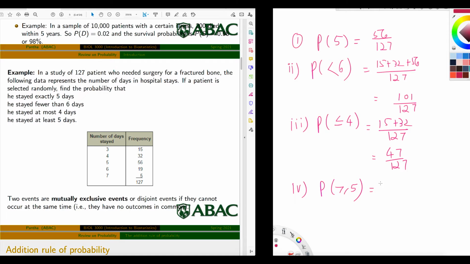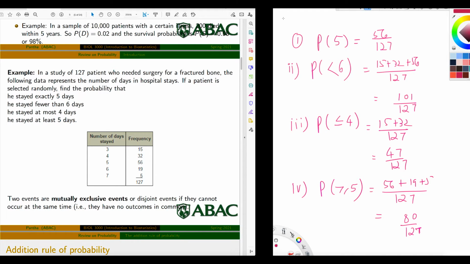So that will be how much? 5 is 56 plus 19 plus 5, right? At least 5 means 5 or more. For 5 days there are 56 people, for 6 days there are 19 people, and for 7 days there are 5 people. Divide by 127. So that will be 56 plus 19 plus 5, which is 80, divided by 127. So that is the probability of at least 5 days. Okay, so that's the answer to this question.